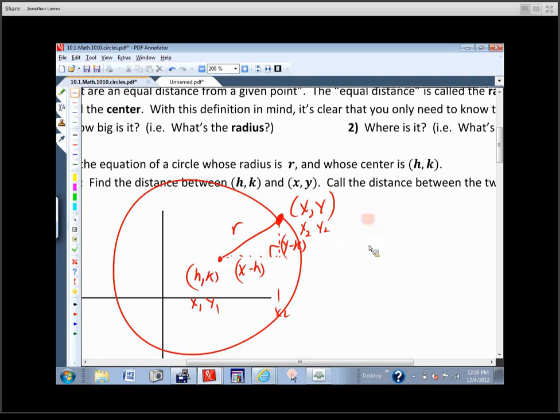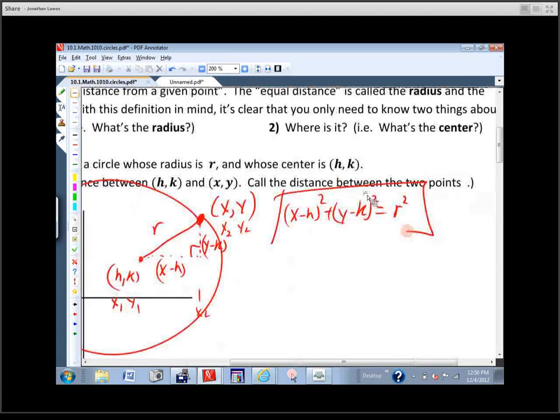So if I take the two of those and square it, that would be x minus h quantity squared plus y minus k quantity squared equals, what's that distance there? That's going to be r squared. And in fact, that's the formula right there.